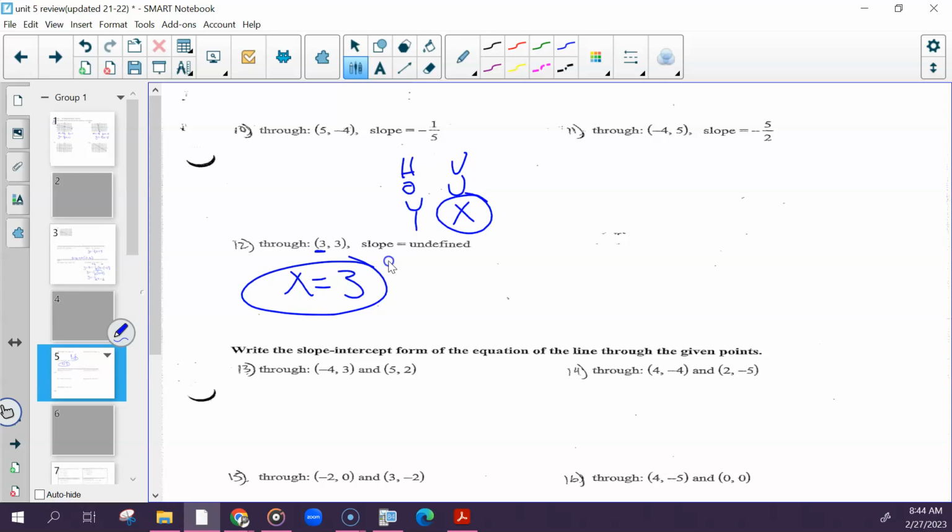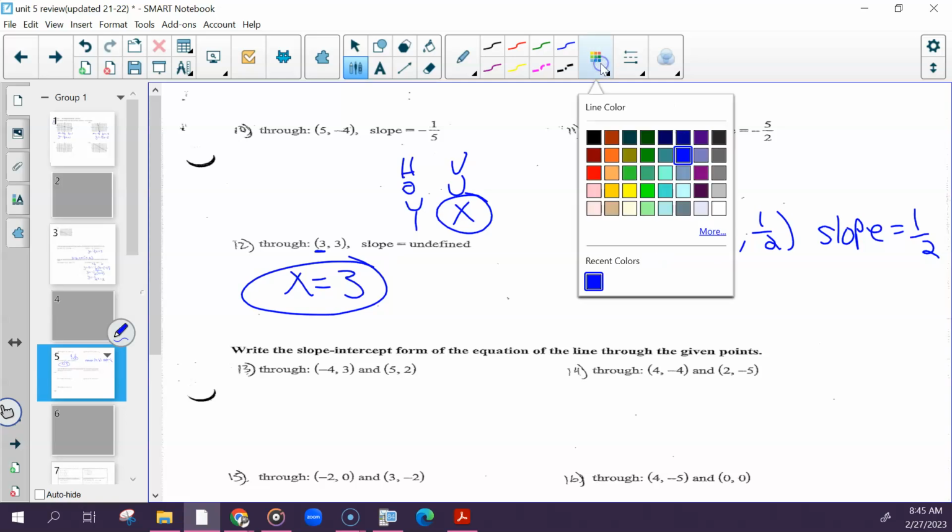Okay, in this blank space, I want you to write through the point 0, 1/2, where your slope is 1/2. Now, before we go through the work of this, does anyone remember what's special about this ordered pair, Regina? If the x is 0, the second number is the y-intercept. Correct.